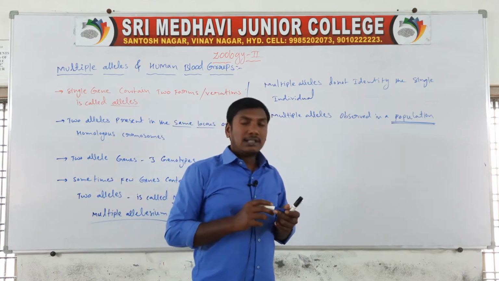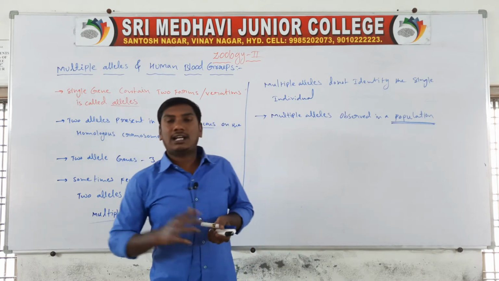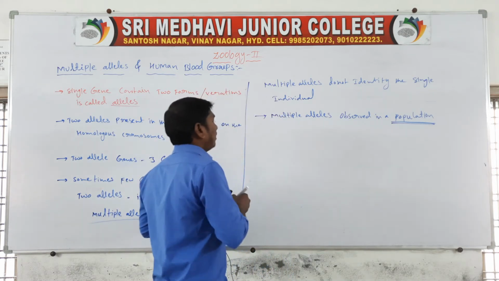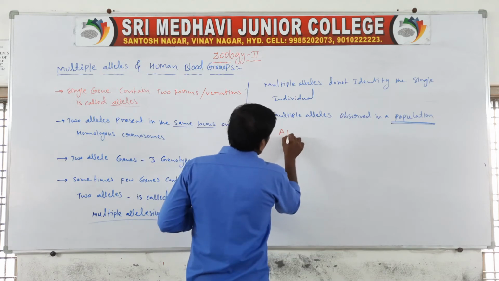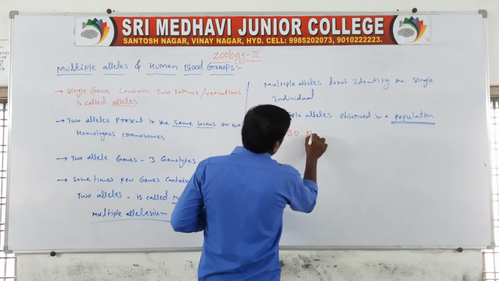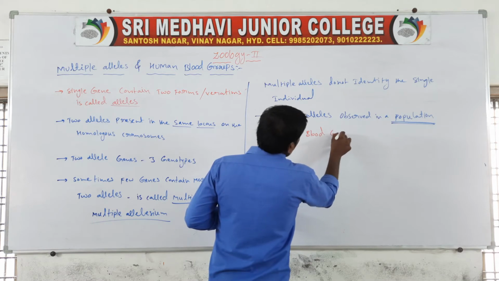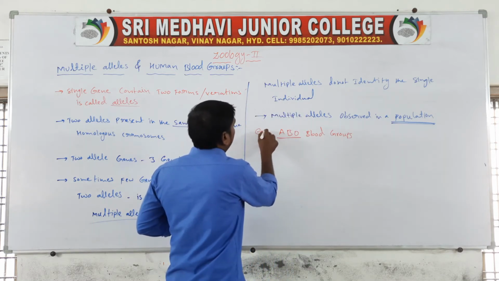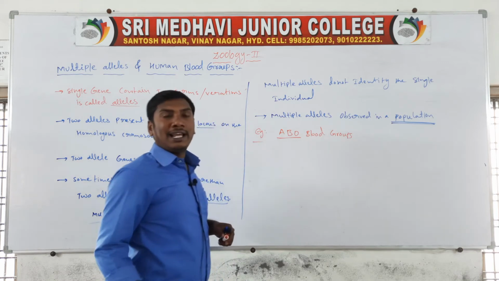For example, in human individuals, the ABO blood groups are an example of multiple alleles.